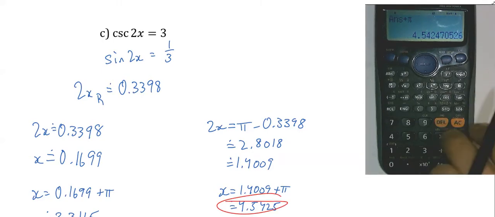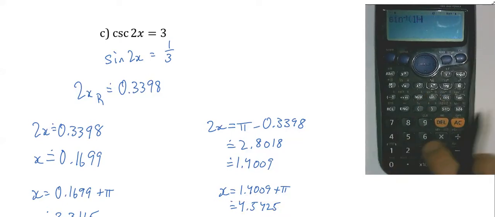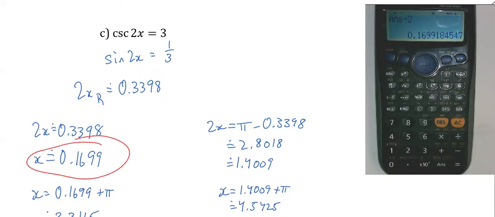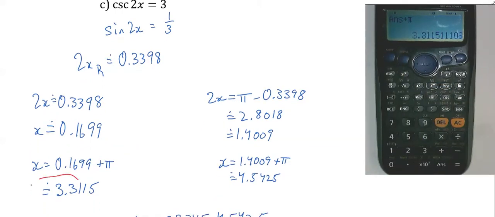Okay. And then after that, I'm going to go shift sine 1 divided by 3 to get back to this step, and then divide by 2 to get this answer, and then add pi. And see, I don't have to punch anything in. I just keep using it, and that gives me this last one. I've got all of them rounded to 4 decimal places, but I didn't round any of them until the very last step because I kept that answer on my calculator.